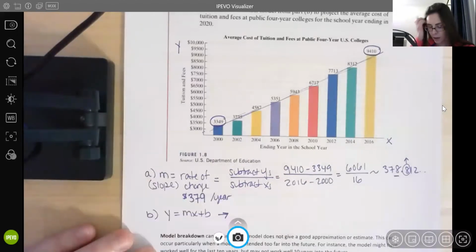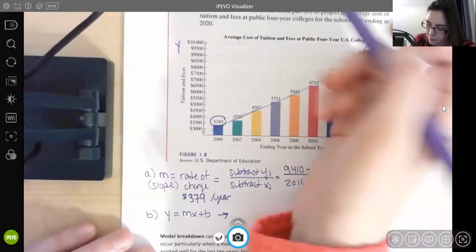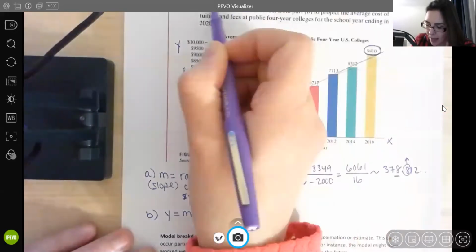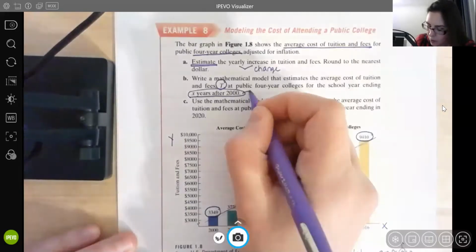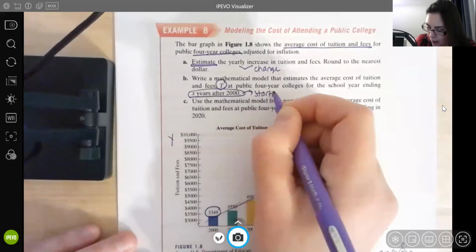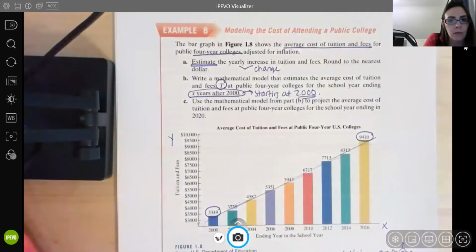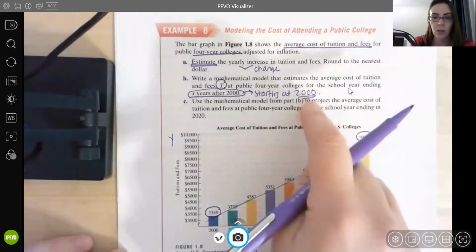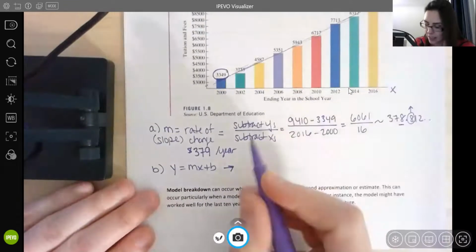So what's going to happen here is, in this case, we're talking about our tuition, right? And we're doing X years after 2000. Let me scroll down. So what's happening here is we're starting at 2000, year 2000. So that's key. We're starting at the year 2000. That's really important. Where do we start? Okay. So when we create our formula, here we're going to use T for tuition.